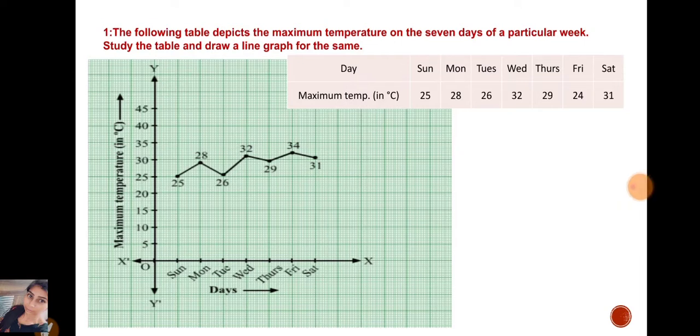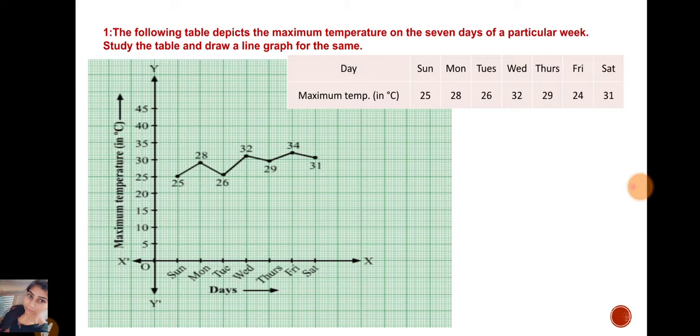My question is, the following table depicts the maximum temperature on the 7 days of a particular week. Study the table and draw the line graph for the same. You can see for all the days of the week, the maximum temperature is given in degrees Celsius. For Sunday it is 25. For Monday it is 28. For Tuesday it is 26. Wednesday it is 32. Thursday it is 29. Friday 24. Saturday 31. So different temperatures are given.